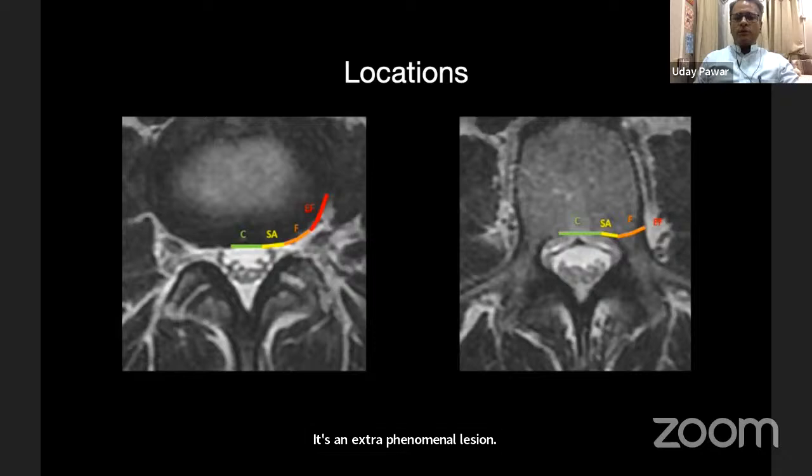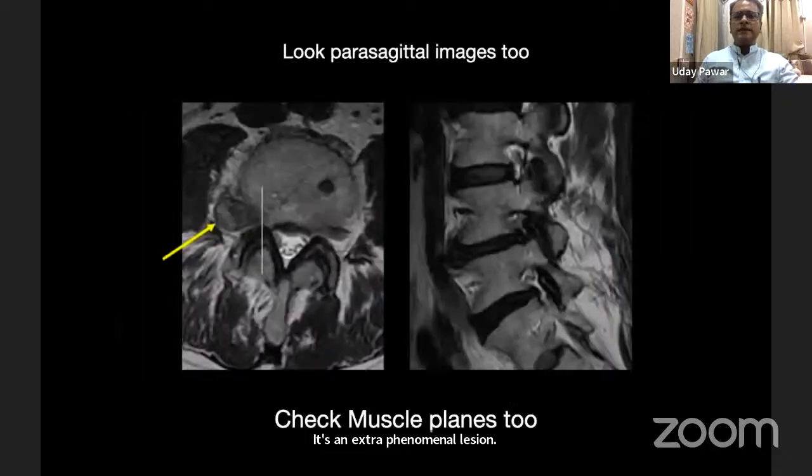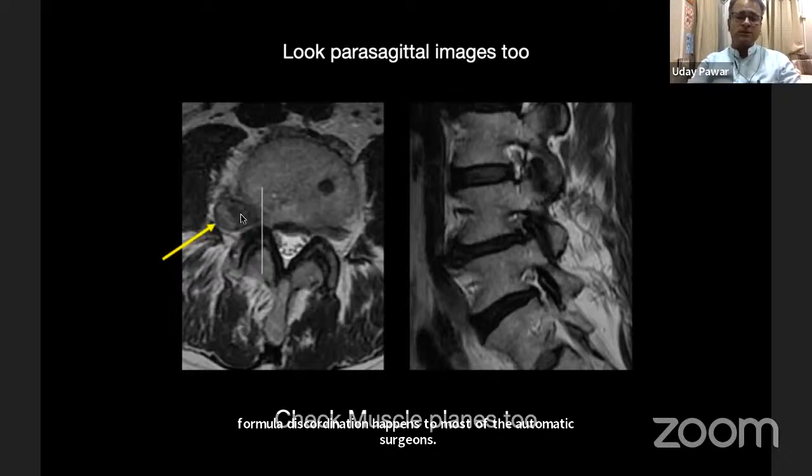So importantly, get used to seeing the parasagittal images, because in a rush, most of the time we just see the central canal and the sides. This obviously is a bigger fragment, but there's also a small diffuse bulge. Many times we disregard it in haste in the OPD, and you are more likely to miss an extraforaminal disc herniation. It happens to most orthopedic surgeons and some budding spine surgeons as well.